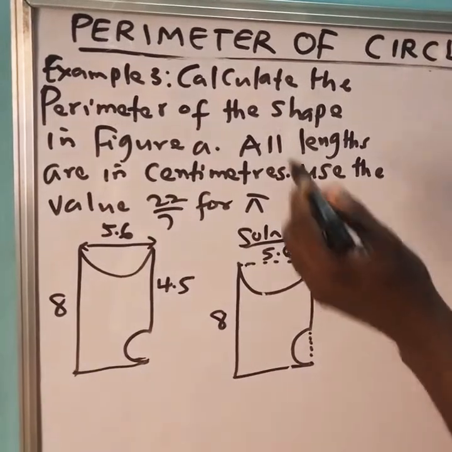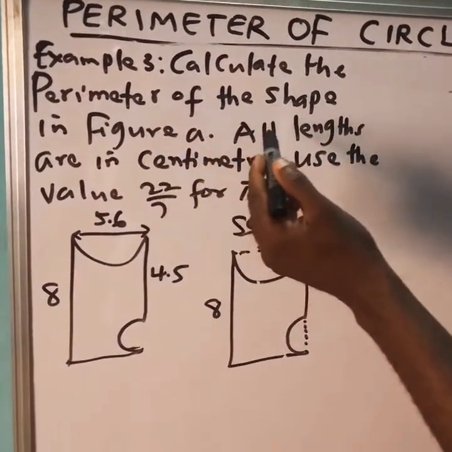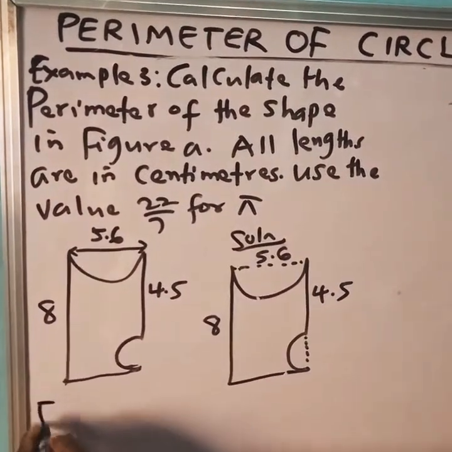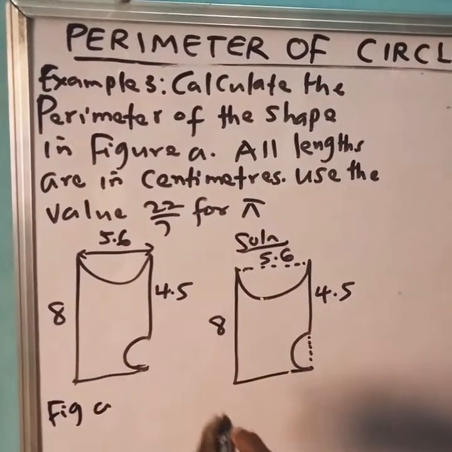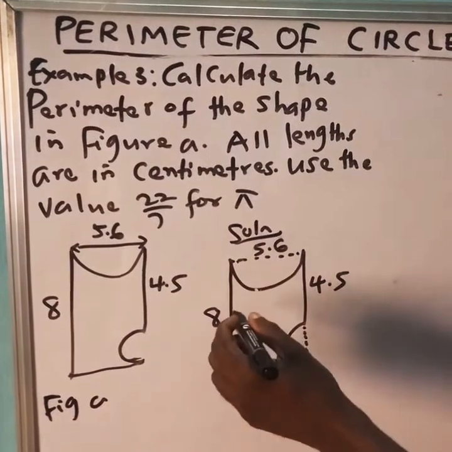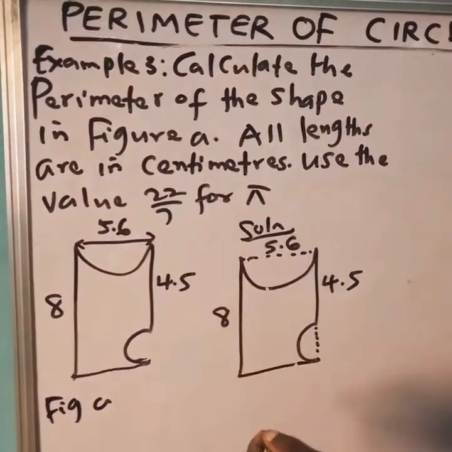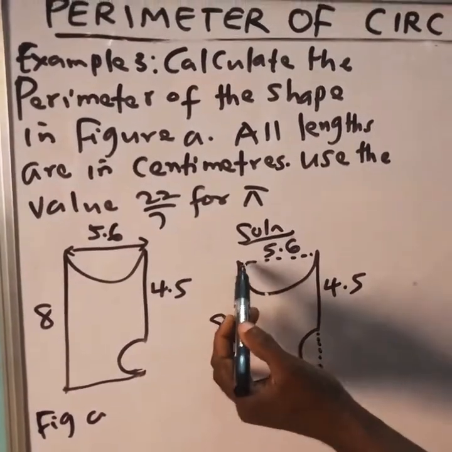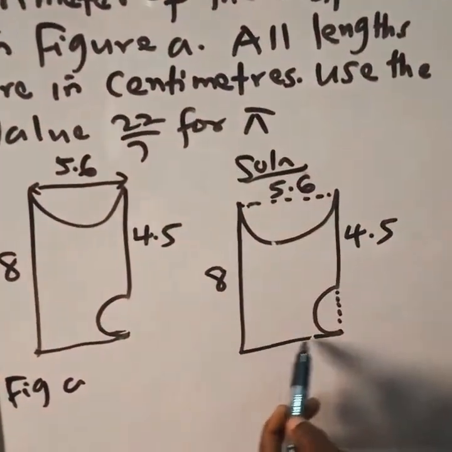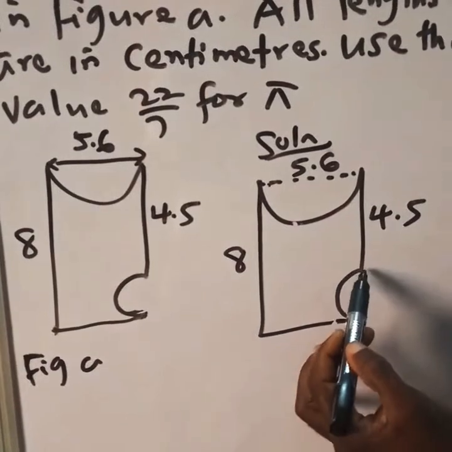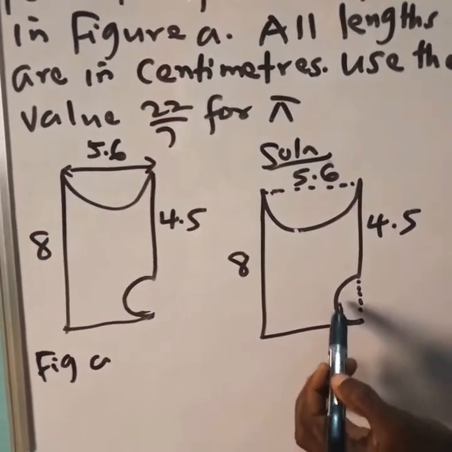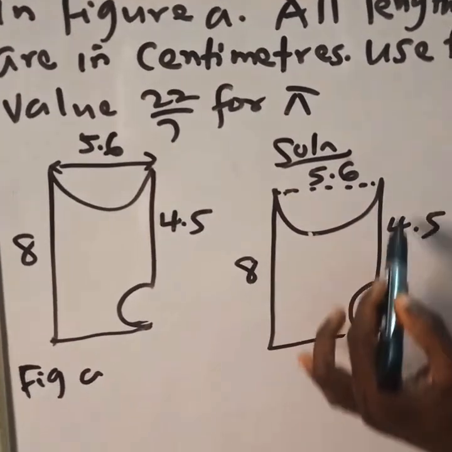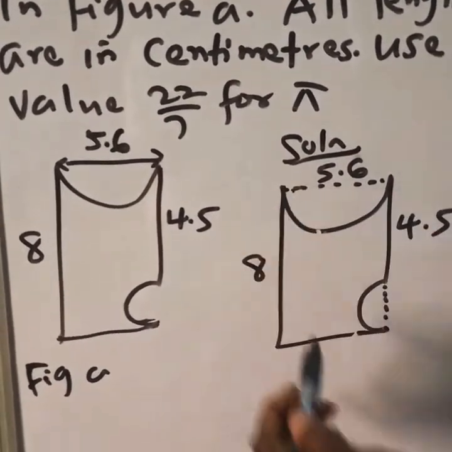Example 3. Calculate the perimeter of the shape in figure A. This is figure A. Calculate the perimeter. All lengths are in centimeters and the pi is 22/7. Now perimeter is distance around the shape. This is the shape. That will be 8 plus here plus this semicircle, the circumference or length or perimeter of this small semicircle, plus this 4.5 plus this perimeter, you work around the shape.